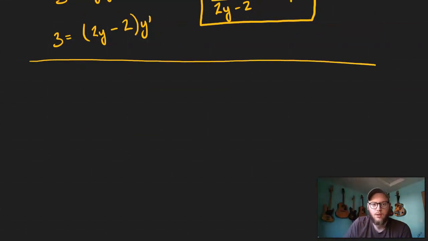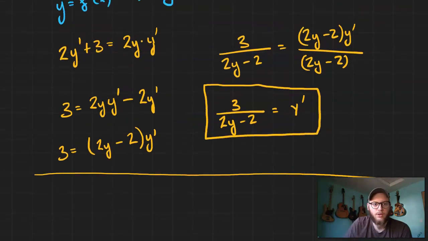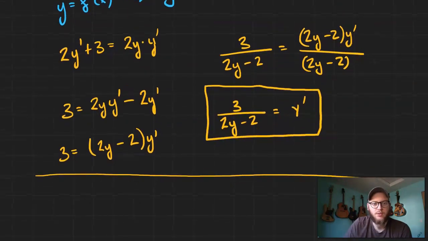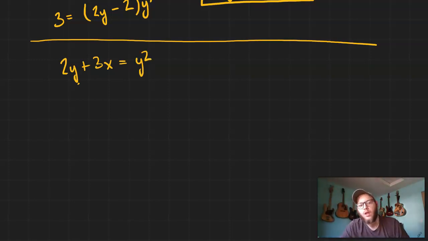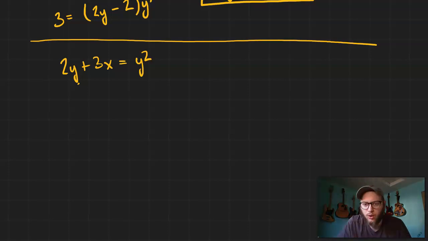And we got, and I already forgot, would you look at that? 2y plus 3x equals y squared. Now when we applied the differential operator, we saw how to do that. But how do we know that we need to use implicit differentiation to do this?